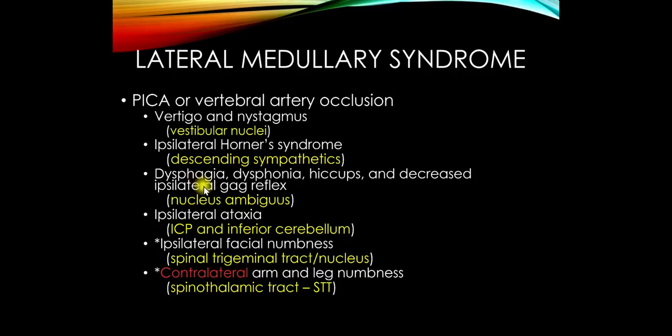That's very important. Dysphonia and hiccups. Remember I mentioned the lesion of the nucleus ambiguus will give you that: a soft, hoarse voice, hiccups. And if you look at the gag reflex, since the nucleus ambiguus supplies motor for 9 and 10, then these patients won't have a gag reflex on that side. It's kind of an objective finding.